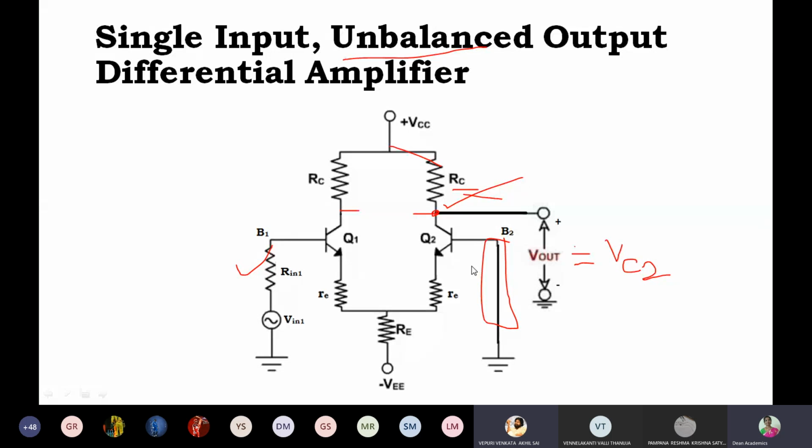So after that, what is the differential input resistance? 2 beta AC RE. Definition we know, same values we substitute, as in the previous case. And what is R naught? RC. This is unbalanced output only, therefore we say R naught only. What is R naught? RC. That's all.